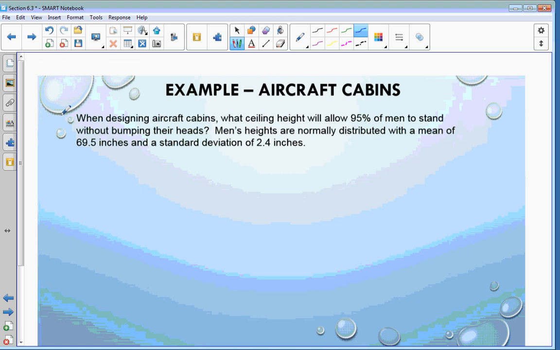So when designing aircraft cabins, what cabin height would allow for 95% of men to stand without bumping their heads? Men's heights are normally distributed with a mean of 69.5 inches and a standard deviation of 2.4 inches. So, of course, we're going to sketch. You know, that's always our first job.